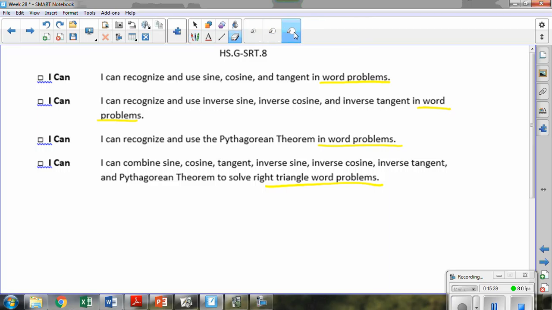Basically though, this standard is just a... Come on, man. Rick, you're killing me here.